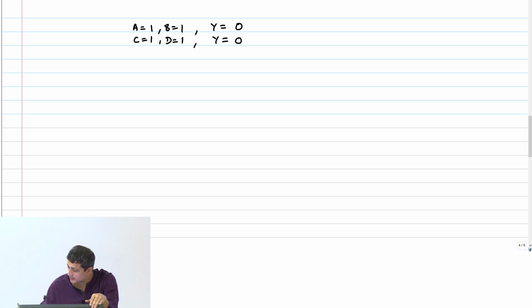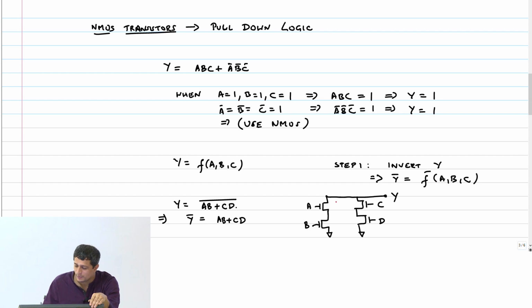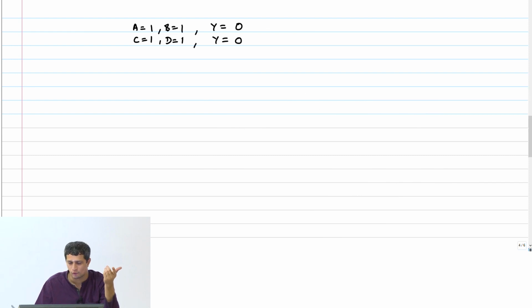So if A and B turn on, this pull down path is activated, and the output Y is simply held low as long as A and B are high. If C and D turn on, then this pull down path is activated, and the output again is held low as long as C and D are on. Of course, if A, B, C and D are all on, then you have two paths, both of them pull it down to 0. So I was wrong in saying the other 14 cases, it must be the other 13 cases, because A, B, C, D equal to 1 also gives 0.